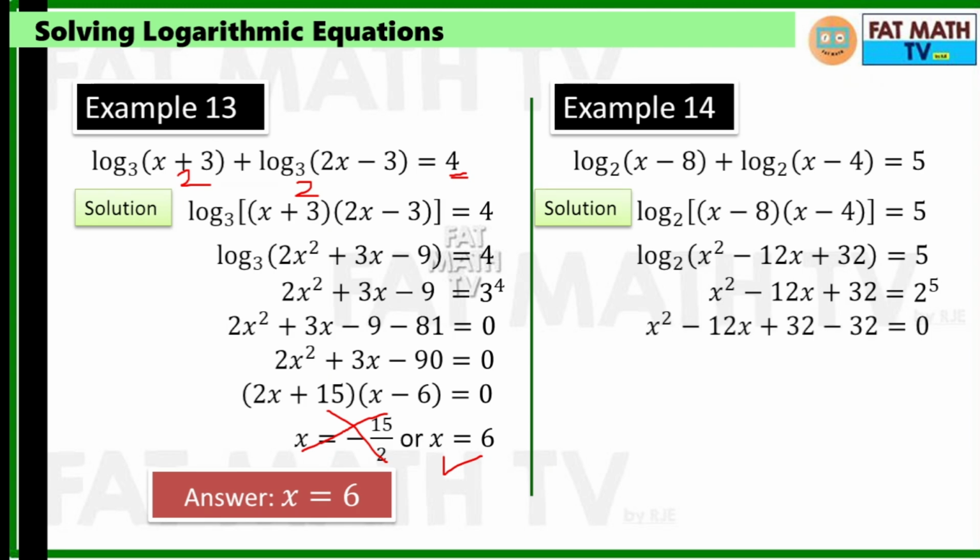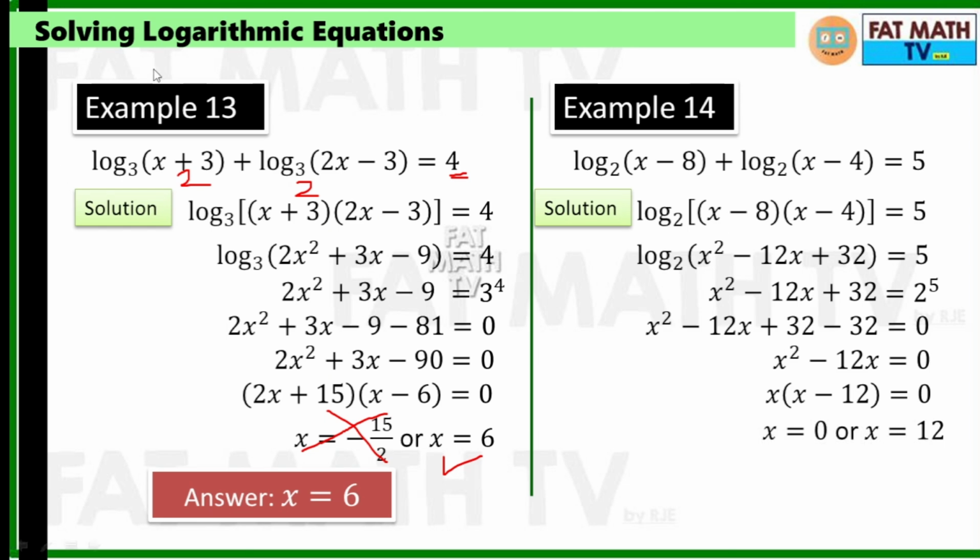So you will transfer that to the left side. You will get negative 32. 32 minus 32 is 0. So we will be left with x squared minus 12x equals 0. And then factoring that, you will get x times x minus 12 equals 0. So that will give you x equals 0 or x equals 12.